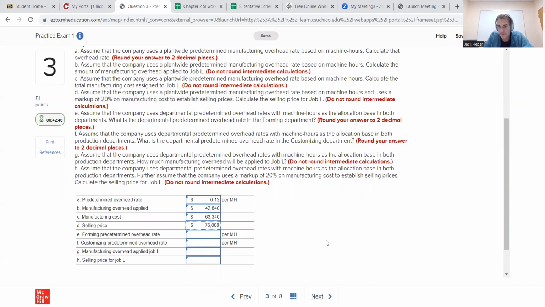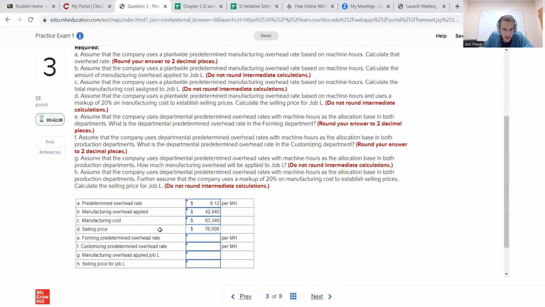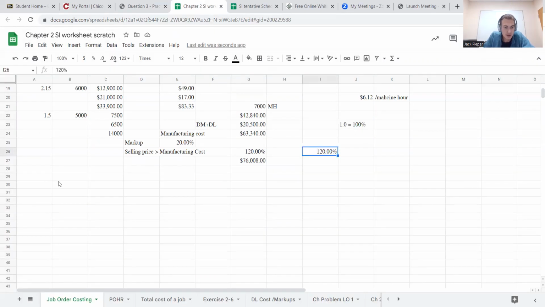All right, forming predetermined overhead rate. This one is the department wide. So again, let's make sure we read everything. So machine hours, allocation base, both departments. What is the predetermined overhead rate in the forming department? All right, so let's go back to our spreadsheet.